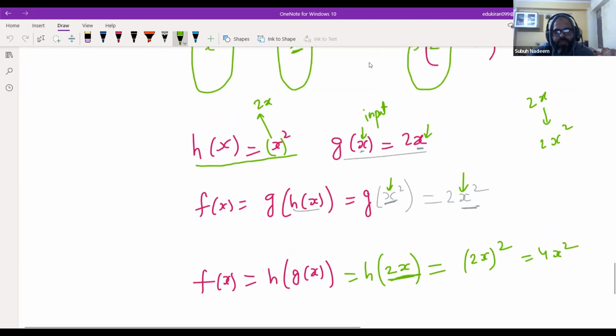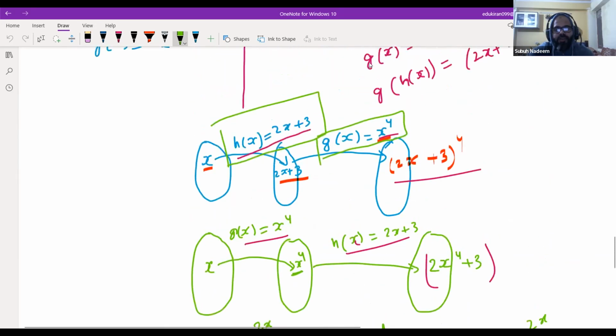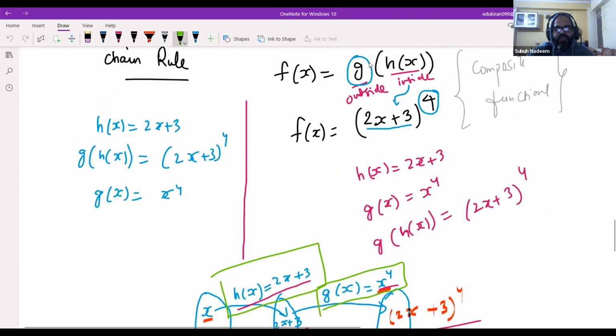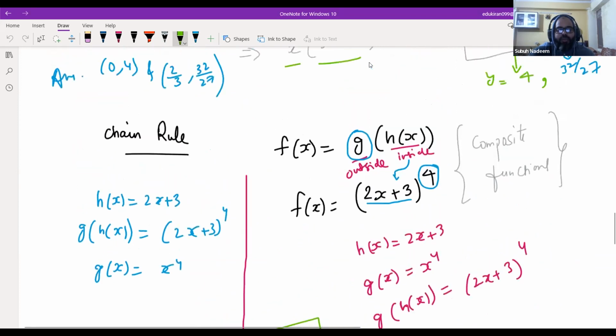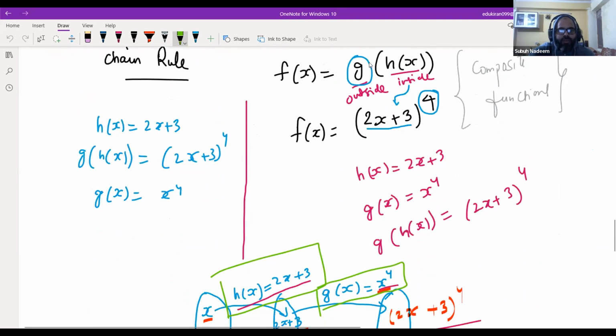Similarly, in the above one, we took the function like this. (2x plus 3) to the power 4 was the composite function. So we break it into two parts: one is 2x plus 3, one is x to the power 4, and we got it like so. You can start writing from here.